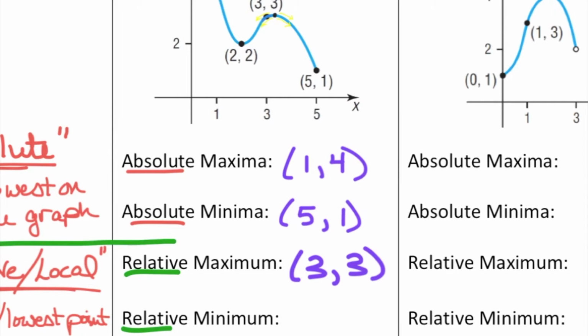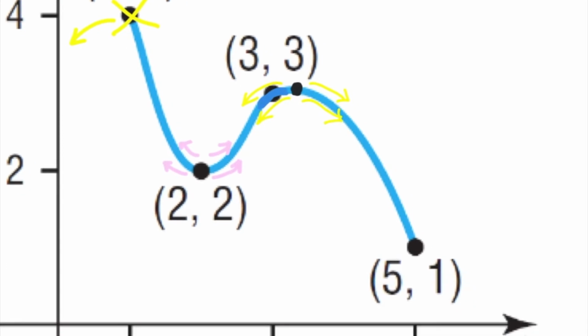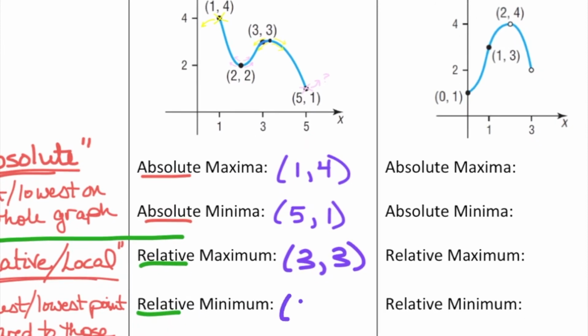And now I'll have the same conversation about the relative minimum. So if you look closely at where it says 2,2, that point has higher points both to the left and to the right of it. And so it is lower than all the points around it. Whereas this does not have any points to the right, and therefore it's not a relative min. So your answer to relative minimum is going to be 2,2.